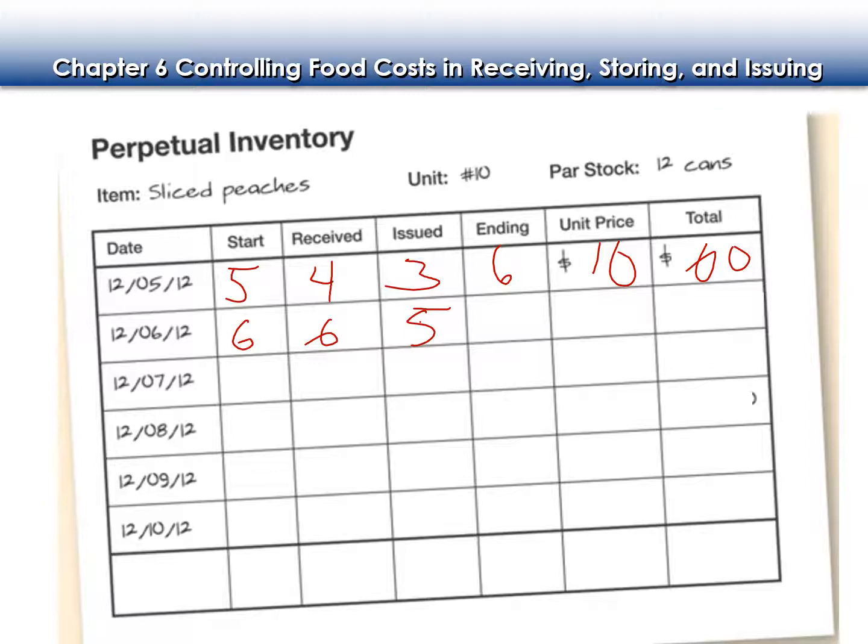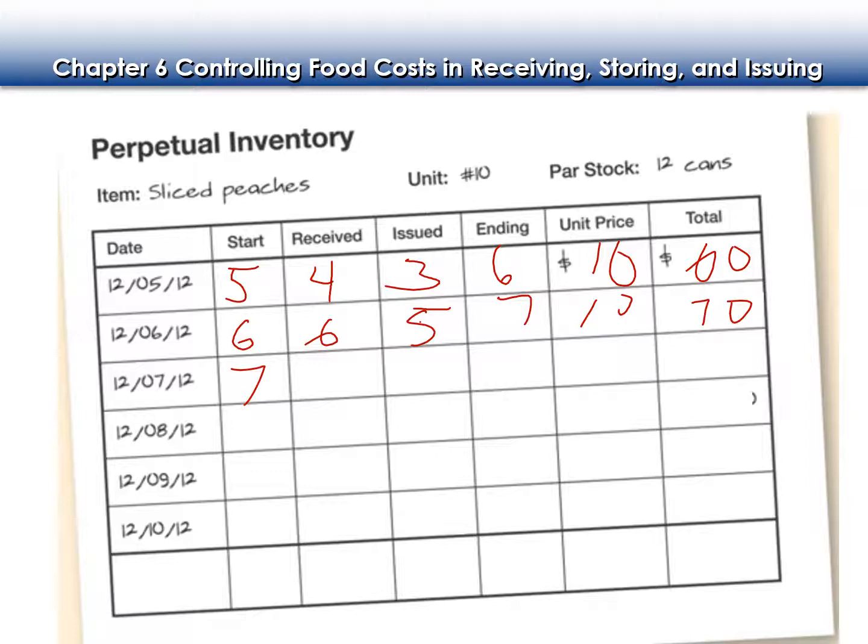All right. So 6 plus 6, 12 minus 5, 7. So my ending is 7. And this stays the same. We're going to use that for right now. So now we have our inventory valued at $70. Okay, you see how this works?